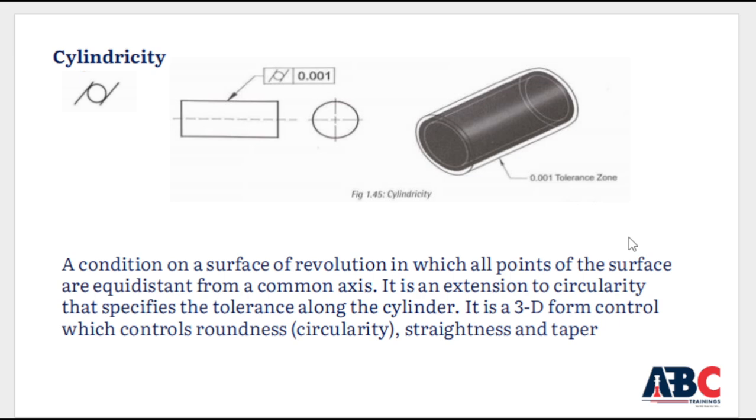Cylindricity. A condition on a surface of revolution in which all points of the surface are equidistant from the common axis. It is an extension of circularity that specifies the tolerance along the cylinder. It is a 3D form control which controls roundness, circularity, straightness, and taper. Cylindricity shows the symbol on the screen.